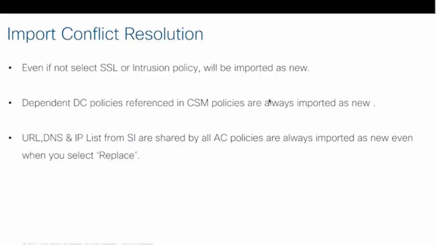This is because there could be other dependent or associated policies that exist on the device with duplicate or identical name and type to these associated policies, and replacing them is not ideal because they might be used by some other access control policies on the device. Also, if the access control policy contains security intelligence configuration that uses any URL, DNS and IP list, then this list will always be imported as new to the device. This is again because of the same reason as discussed above, because we do not want to replace any of these lists that exist on the device, as they could be used by some other dependent policies.